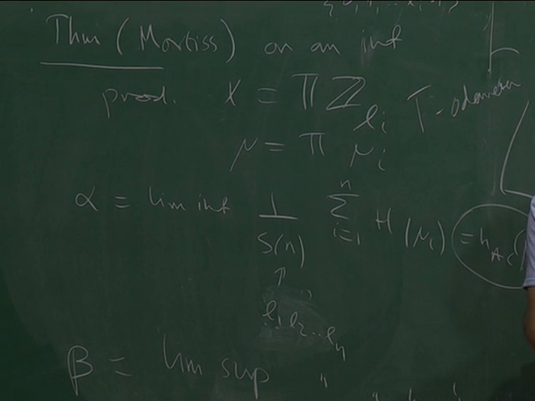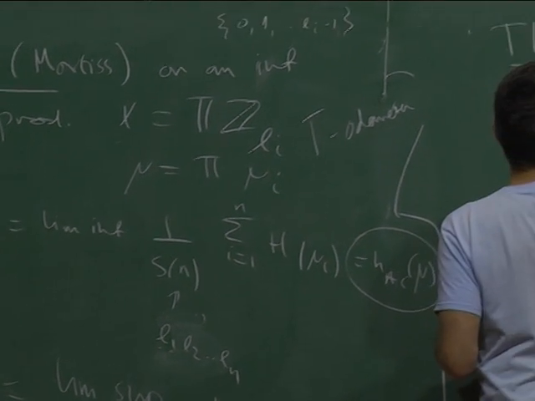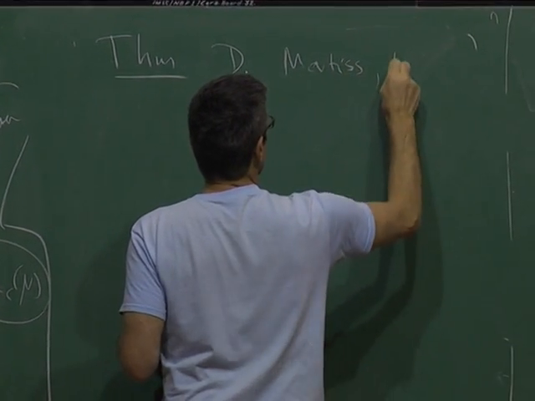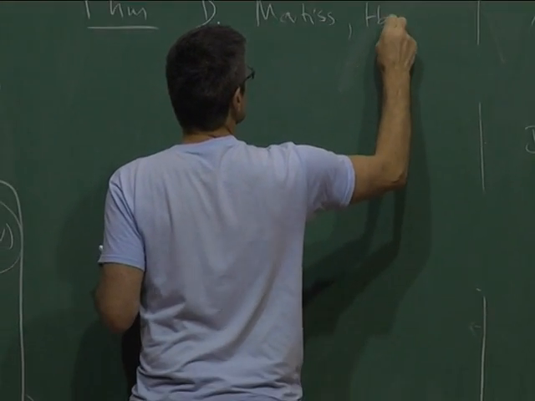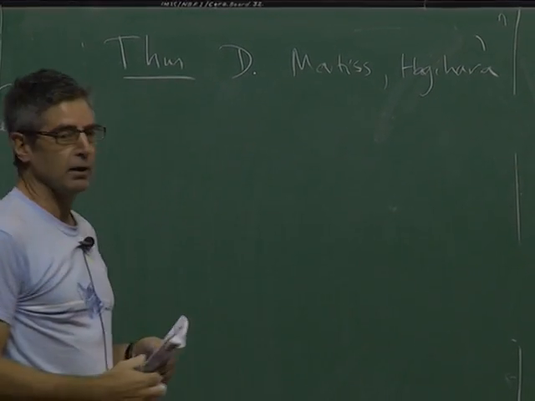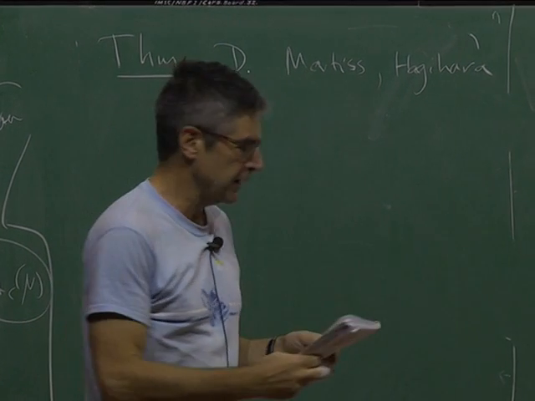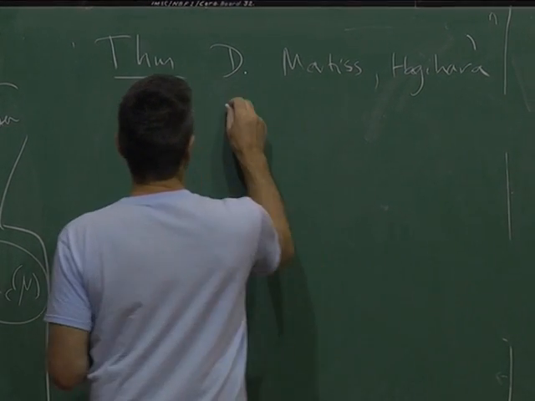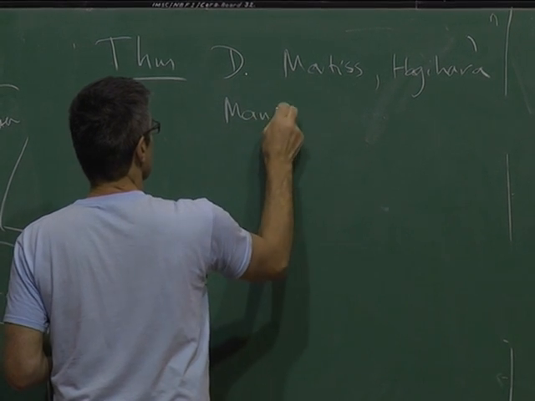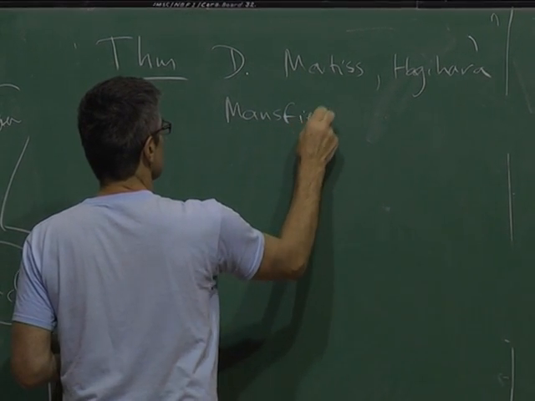Well, I guess there was me, there was Mortis, there was Rika Hagihara, who was a Japanese girl who left Japan and went to work with Jane Hawkins at North Carolina. And most lately there's been my student Daniel Mansfield, who's just finished his PhD.